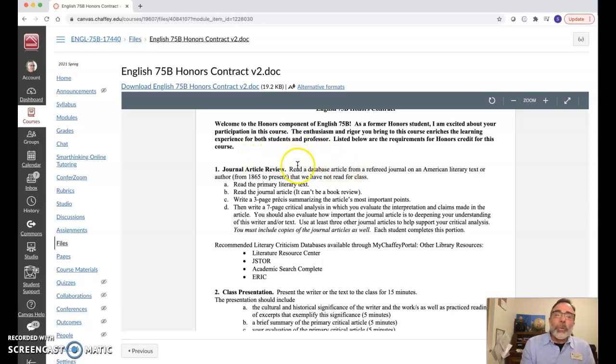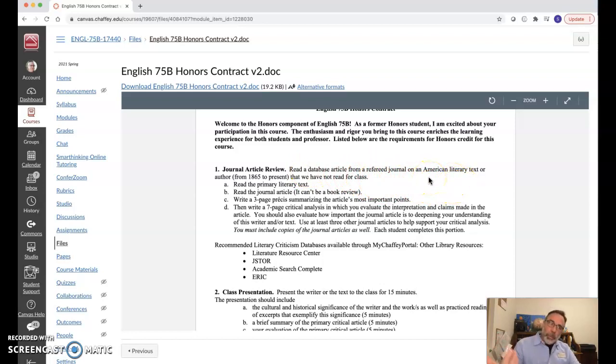So you're going to read a database article from a refereed journal, and that just means a peer-reviewed journal, on an American literary text or author from 1865 to the present. So any day in 1865 up until this morning, I'm fine with it. But it's got to be somebody that we can consider an American writer or an American text. Some people go a little bit more contemporary or do genre fiction. I'm okay with that as long as you can find a refereed journal article about it.